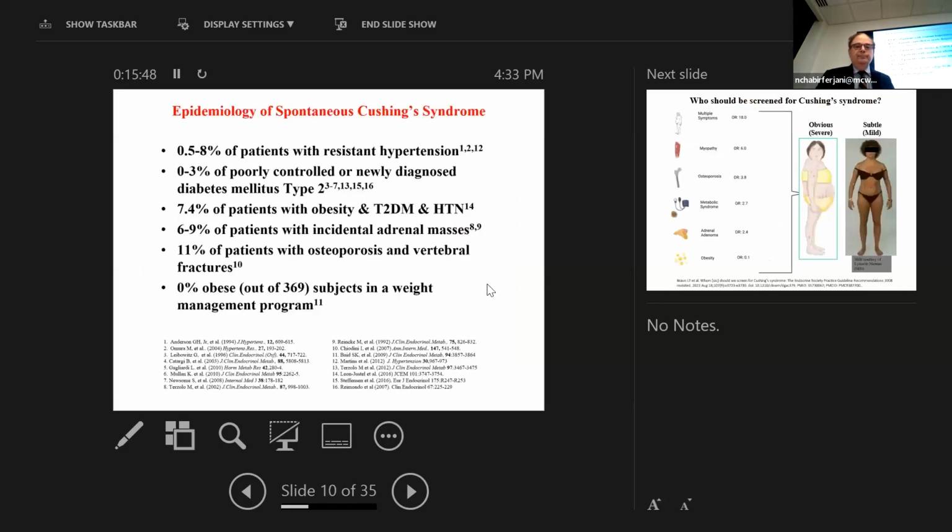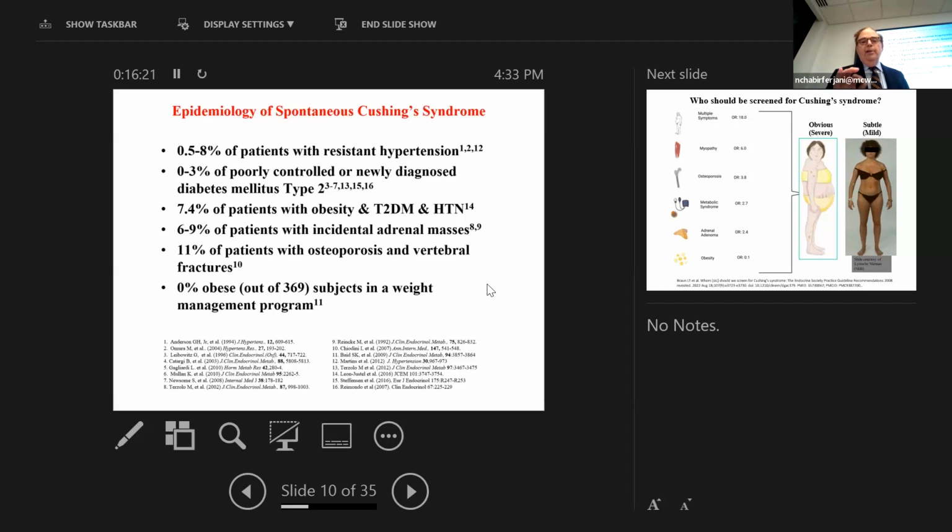So what has been uncovered in the last couple, maybe 2 decades, certainly in this century, is that many studies have shown that somewhere between about 0.5 and 8% of patients with resistant hypertension have Cushing's syndrome. 0 to 3% of poorly controlled or newly diagnosed patients with type 2 diabetes. And there's a study now ongoing with 1,000 patients with type 2 diabetes to find out how many have Cushing's.